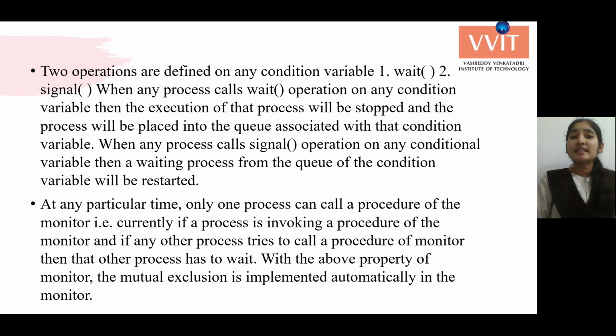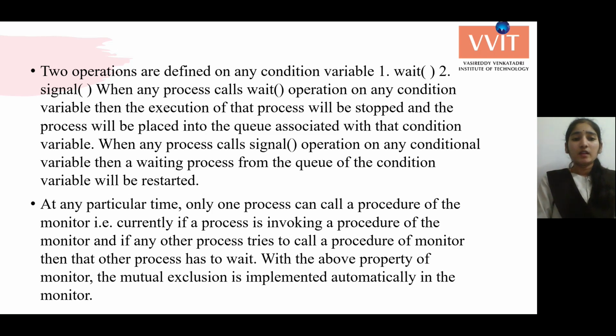When any process calls the signal operation on a condition variable, then a waiting process from the queue of the condition variable will be restored, meaning it restarts again. At a particular time, only one process can call a procedure of the monitor. If a process is invoking a procedure and any other process tries to call the same procedure, then the other process has to wait. With this property of the monitor, mutual exclusion is implemented automatically in the monitor.